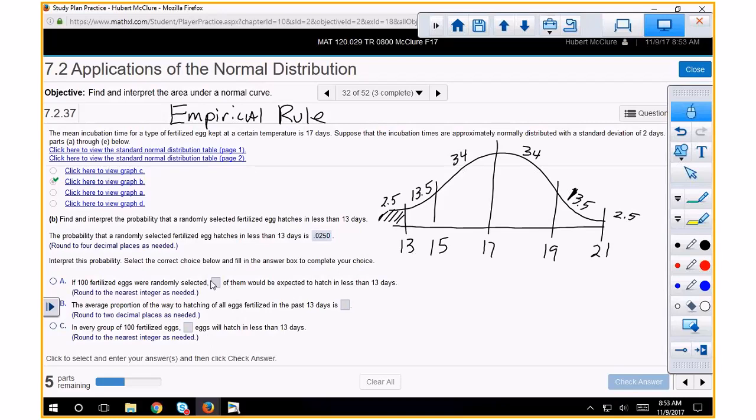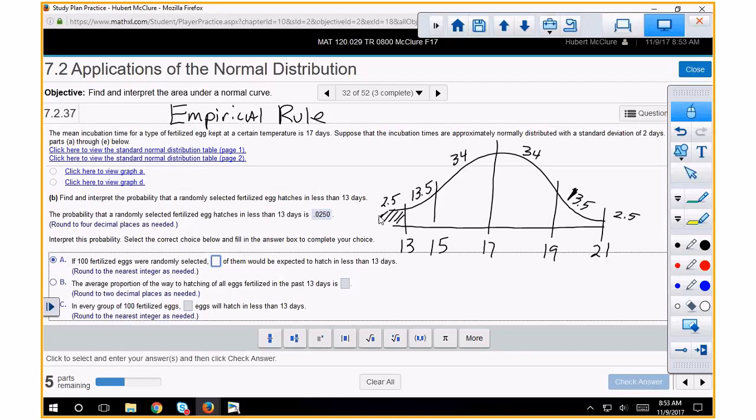Expected. I would say expected. So what is 2.5% of 100? 3? Yeah, it's 3. Should be 3. 50% is 50, right?